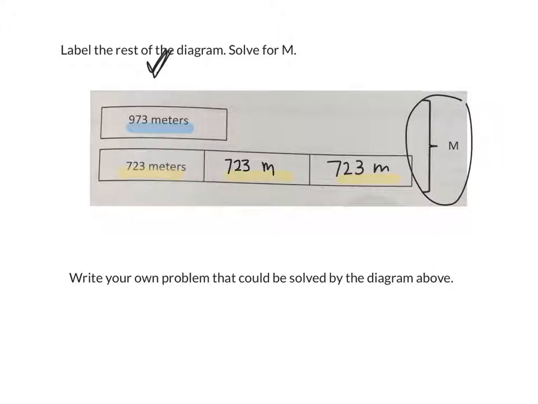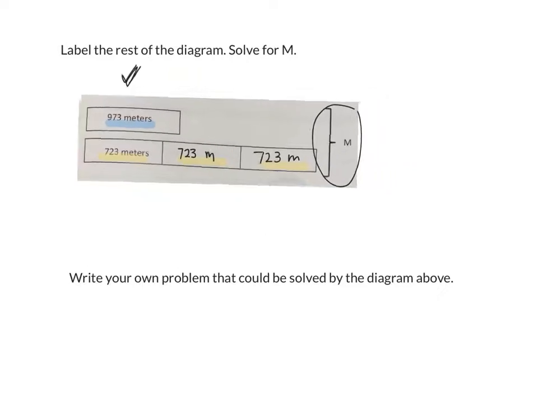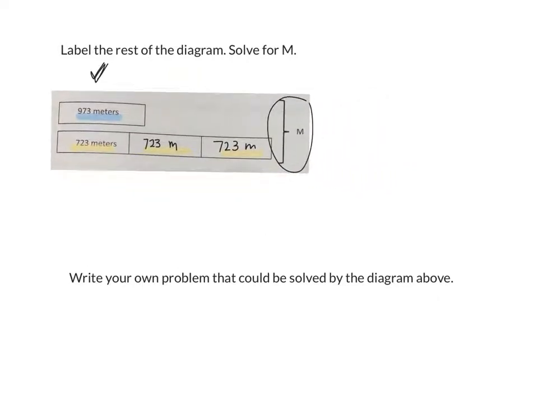Could I do 973 plus 723 plus 723 plus 723? I can, right? Because I have to add all those parts up. But we know that repeated addition is the same as? So do we see anywhere that we could do multiplication? Where could we do some multiplication? We can do 723 times. Yeah, because that yellow part right there is 3 copies of 723.